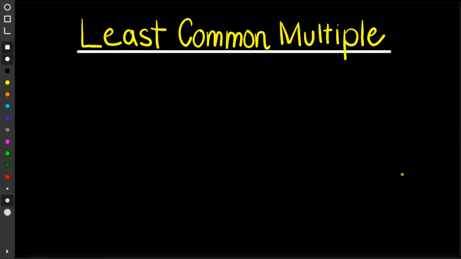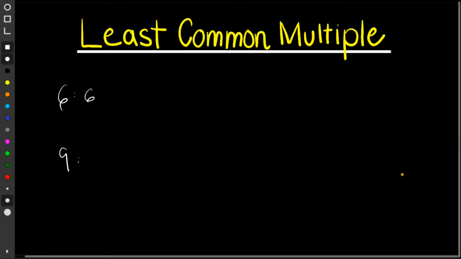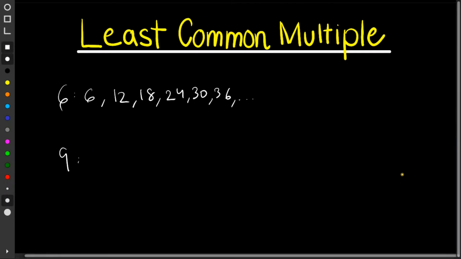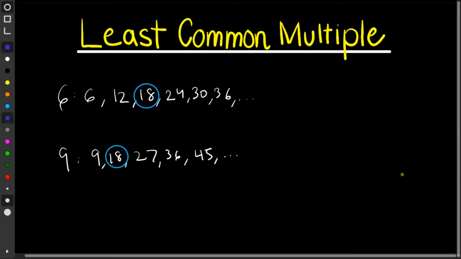Let's try more examples. Say we have 6 and 9. The multiples of 6 are 6, 12, 18, 24, 30, 36, and so on. For 9, we have 9, 18, 27, 36, 45, and so on. Again, their first common multiple is 18, and we also have 36, and so on. Since we're tasked again only to find the least common multiple, we have 18 as the least common multiple of 6 and 9. So just a simple step.